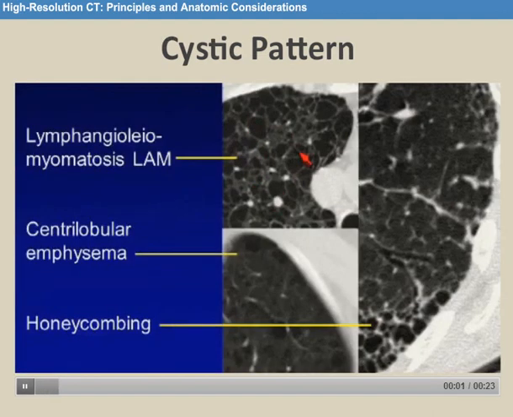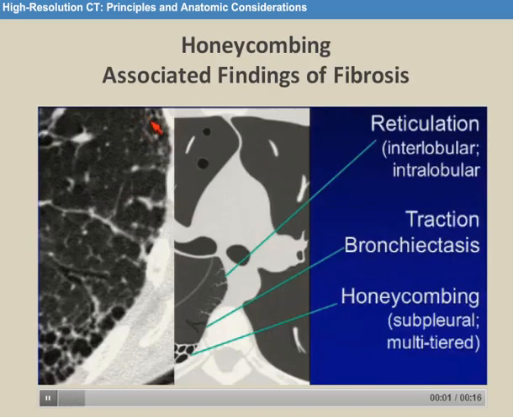This patient has diffuse thin-walled cysts everywhere throughout both lungs, in a classic case of the rare entity of lymphangioleiomyomatosis. This patient has centrilobular emphysema with indistinct bordered areas of low attenuation. And on the right, we have some honeycombing, multiple tiers, and some single tiers of thicker-walled cysts associated with findings of fibrosis. And these are the findings you'll want to look for. Here the anatomy is very distorted.